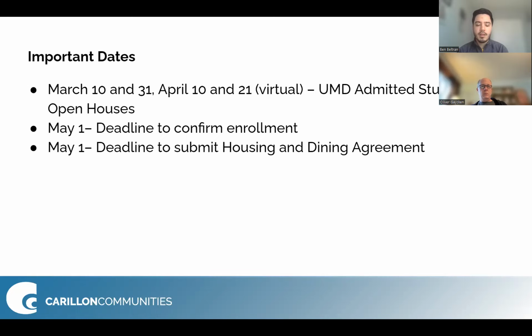May 1st is also the deadline to submit your housing and dining agreement. As a living learning program, our hope is that our Carillon students will live in one of our 2 residence halls, which are Easton Hall and Hagerstown Hall. When you submit the housing and dining agreement, you don't need to indicate those 2 residence halls. We'll coordinate with Residence Life to make sure that Carillon students get placed into one of those 2 halls. But go ahead and get that submitted sooner rather than later if you're able to. Those are just some important dates to keep in mind.